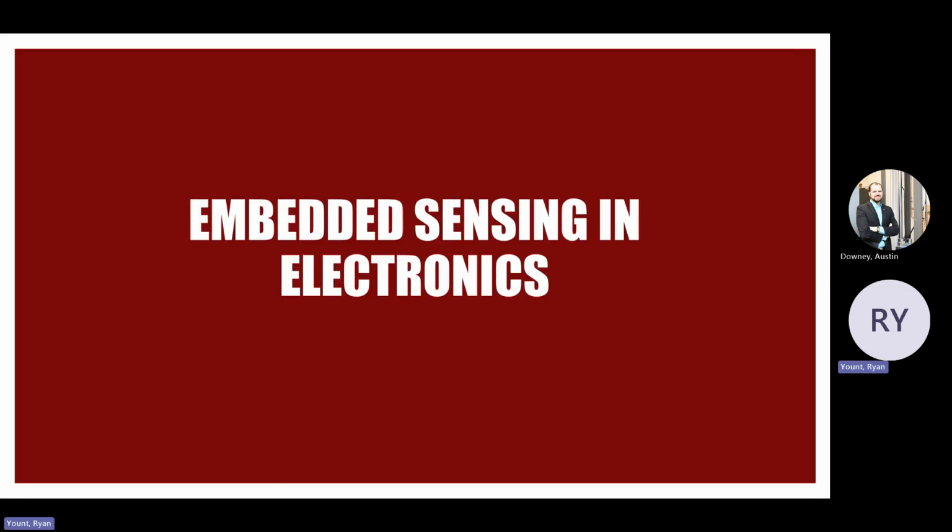Before we get into conclusions on that, we'll talk about the second project for this, which is embedded sensing in electronics.